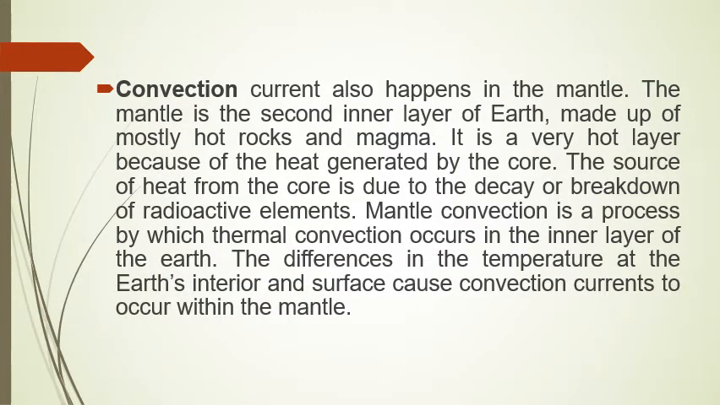Convection current also happens in the mantle. The mantle is the second inner layer of Earth, made up of mostly hot rocks and magma. It is a very hot layer because of the heat generated by the core. The source of heat from the core is due to the decay or breakdown of radioactive elements. Mantle convection is a process by which thermal convection occurs in the inner layer of the Earth. The differences in the temperature at the Earth's interior and surface cause convection currents to occur within the mantle.